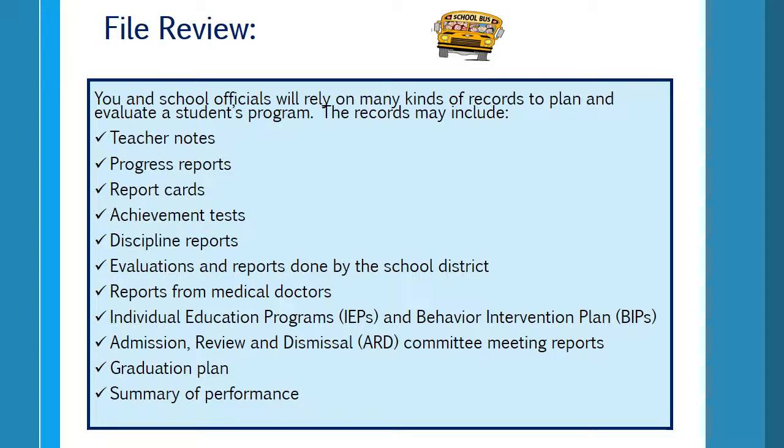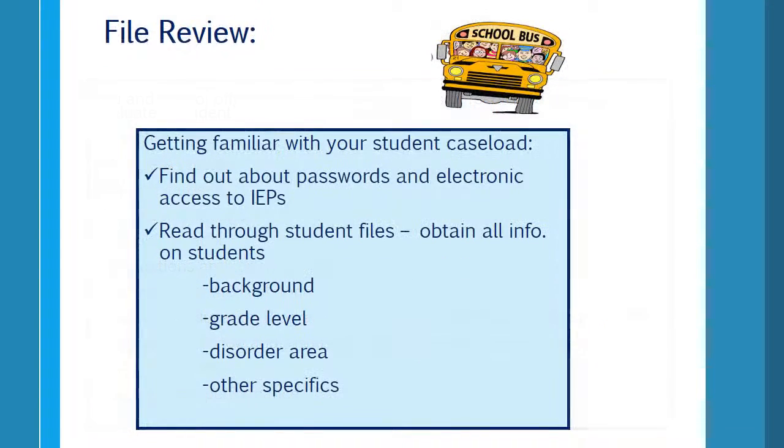And then there might be a graduation plan. Students who are 16 and older are required to have some kind of graduation plan, looking at what they will do after they leave high school, and it usually has some career plans in there or college, and a summary of the student's performance towards meeting that graduation plan. So many documents can be in that file that you take a look at, but they do definitely give you a picture of who your student might be.